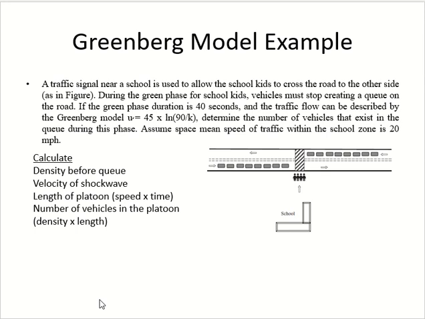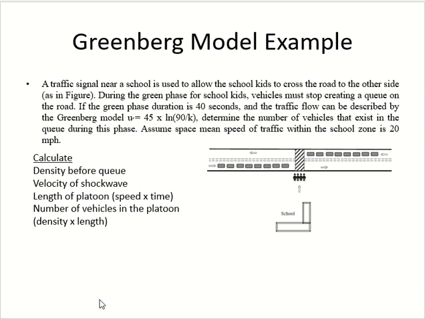So we have a traffic signal near the school, going back to the town, and during the green phase for school kids, vehicles must stop. So when the kids go, there will be a queue. The kids take 40 seconds. If they are my daughters, they take more. I need 40 seconds to just make sure they are behind me.